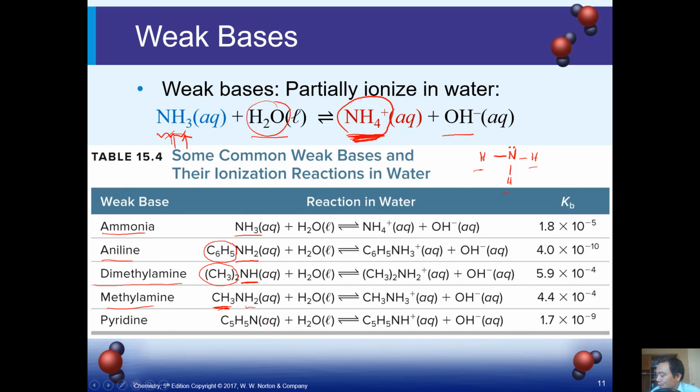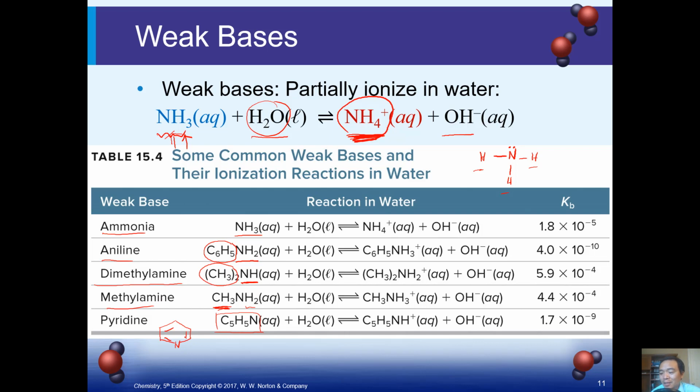When you look at the next one, pyridine, this is kind of special. For pyridine, if you really want to know the structure, it actually looks like this. So it's kind of different. But basically, it's a nitrogen-based weak base.